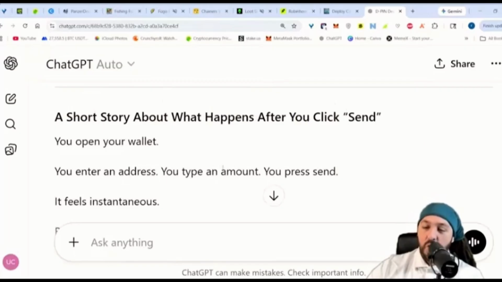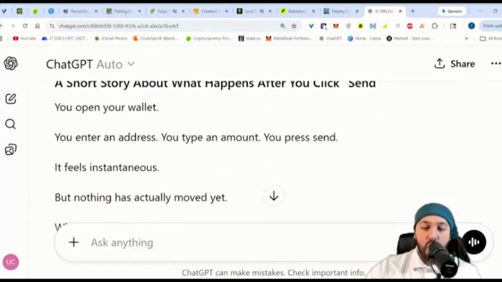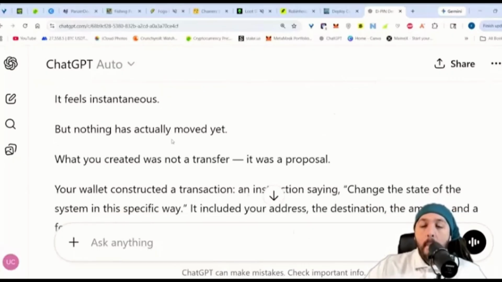Anyways, I want to tell you a short story about what happens after you click send in the world of blockchain, right? So here's a short story to make it really visual for you. You open your wallet, you enter an address, you type an amount and you press send. It feels instantaneous, but nothing has actually moved yet. What you create was not a transfer, it was a proposal, right?